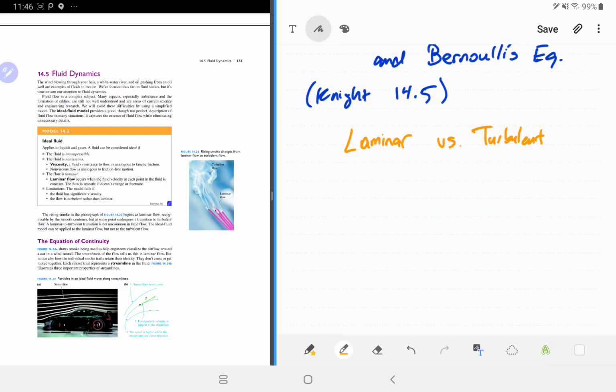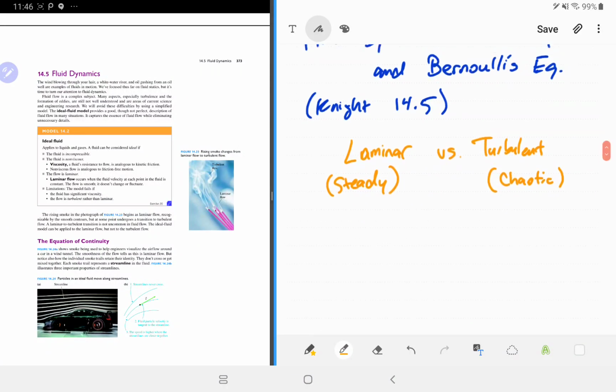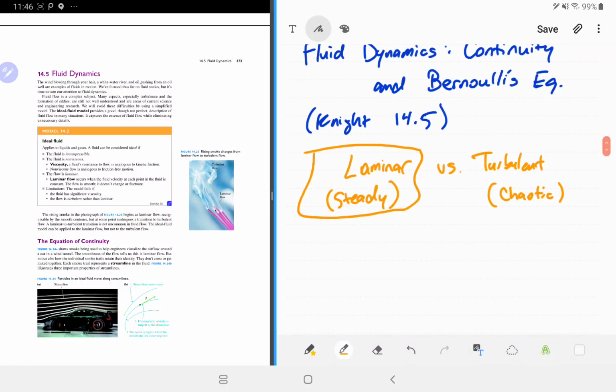using. Basically, the word laminar you can think of as steady flow, and turbulent is like chaotic flow. Everything we talk about for both of these is going to focus on laminar flow.